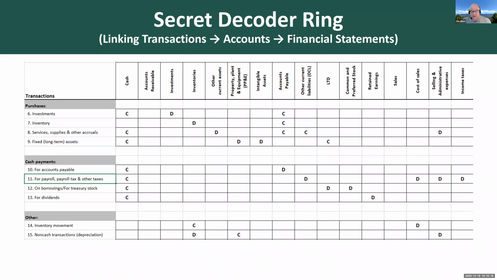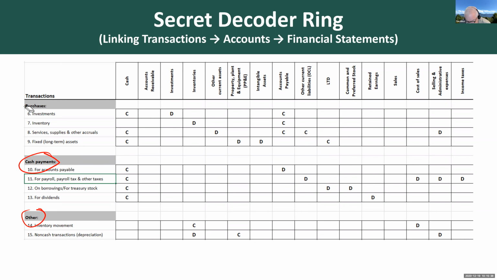Okay, let's finish our look at the secret decoder ring, or our transaction template. Here we have the final three categories: purchases, cash payments, and these other miscellaneous kinds of transactions. Let's take a look at the first ones.